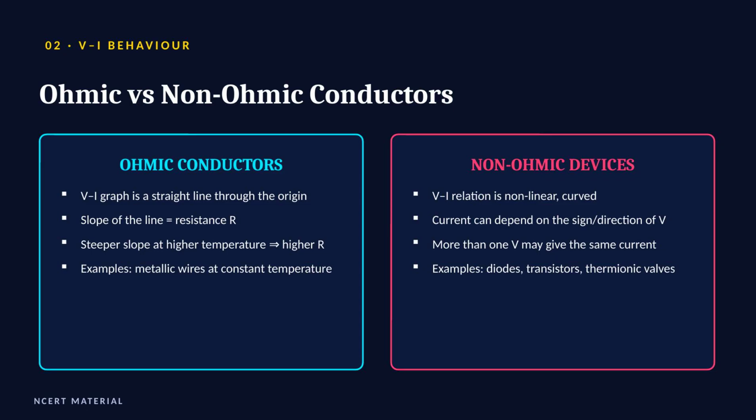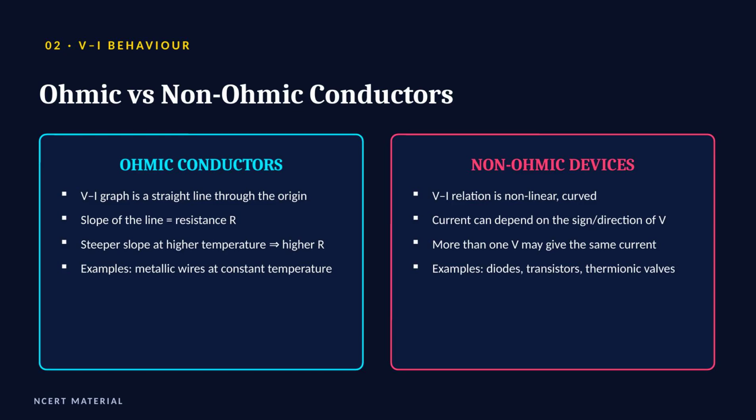For ohmic conductors, the V-I graph is a straight line passing through the origin, and the slope of that line gives you the resistance. At higher temperatures, the slope becomes steeper, meaning resistance increases. Metallic wires at constant temperature are the classic example.